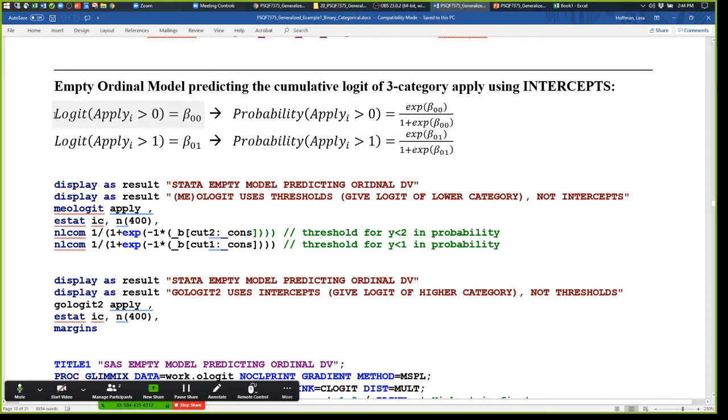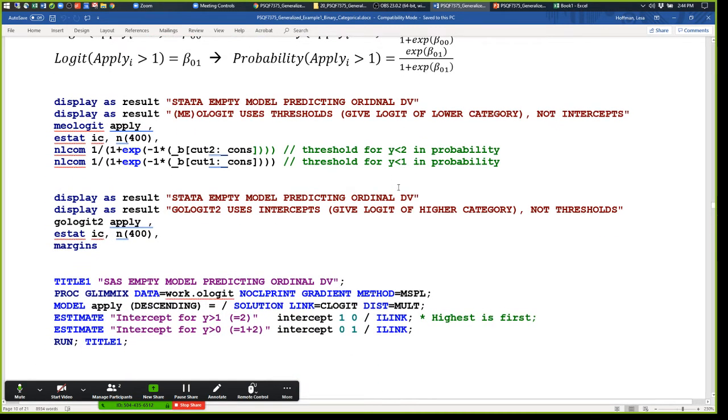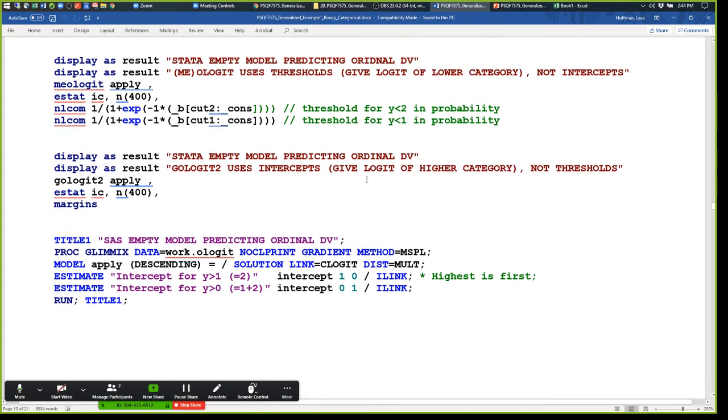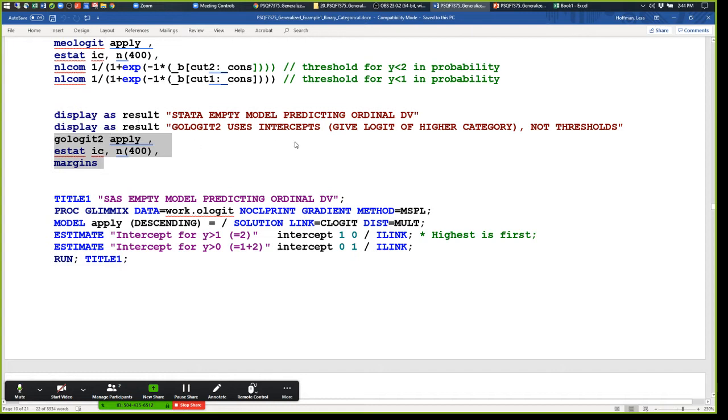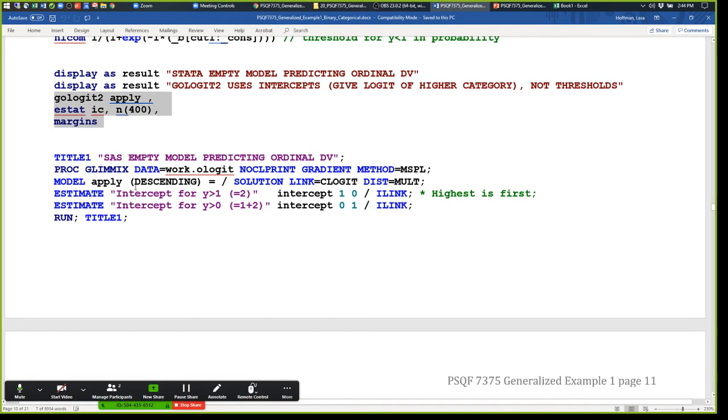I want to know what my software is doing. The easiest way to do this is that if you run the empty model, we know that it should generate the predicted probabilities in the data set, like what actually happened. So you can figure out what your model parameters are in this case. This is why ologit and mlogit in Stata give you thresholds. So I'm switching to gologit for that reason, as well as the proportional odds thing that's coming later. GLIMMIX, by default, gives you thresholds. I've overridden that with this descending option. So it's giving me intercepts.